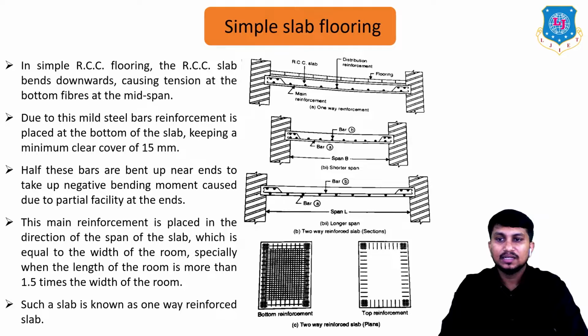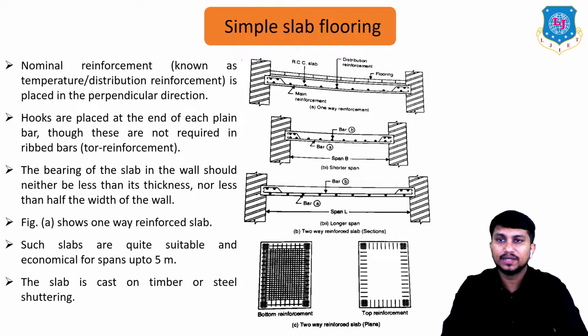at the ends. This main reinforcement is placed in the direction of the span of the slab, which is equal to the width of the room, especially when the length of the room is more than 1.5 times the width of the room. Such a slab is known as a one-way reinforced cement concrete slab. So there are two types of slab: one-way slab and two-way slab. When the length of the room is more than 1.5 times the width of the room, a one-way slab can be constructed. If the length of the room is not more than 1.5 times the width of the room, a two-way slab can be constructed.